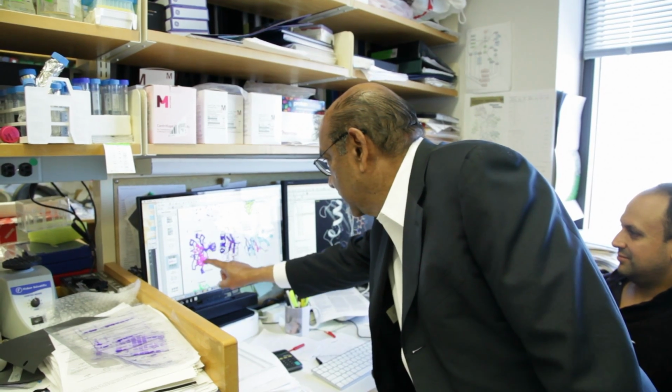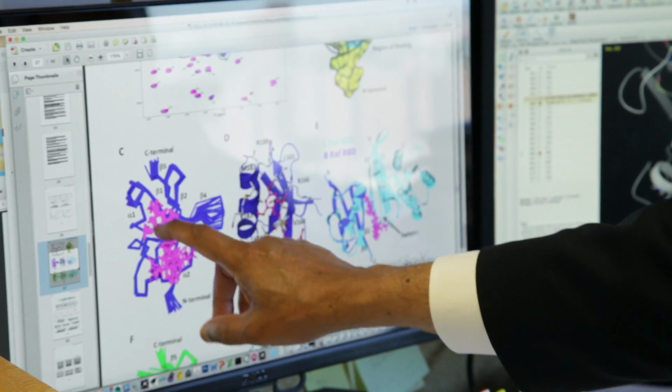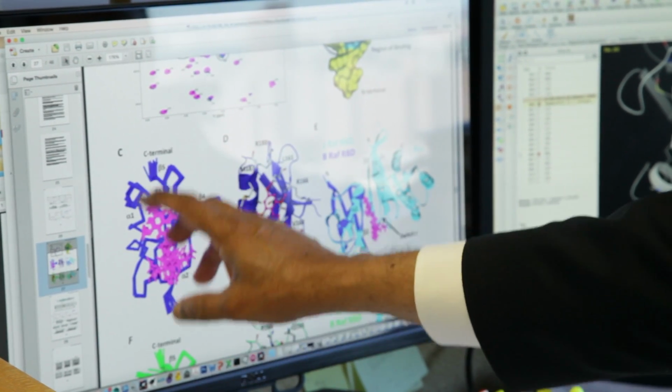This particular gene is mutated in roughly about 30% of human cancers. For patients with Ras mutation, right now, there is no drug available that specifically neutralizes the activity.